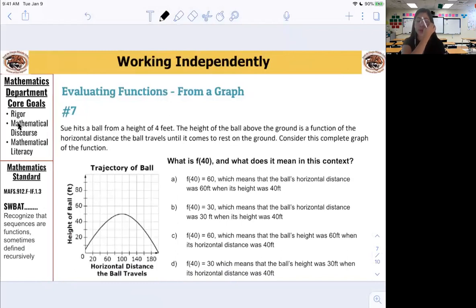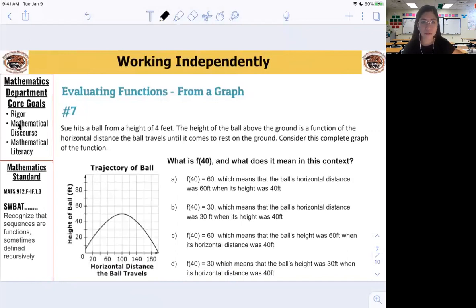All right, so we've evaluated functions mathematically just now. Well, you can also evaluate functions by looking at a graph. So I'm going to read this problem. Sue hits a ball from a height of 4 feet. The height of the ball above the ground is a function of the horizontal distance the ball travels until it comes to rest on the ground. Consider this complete graph of the function.